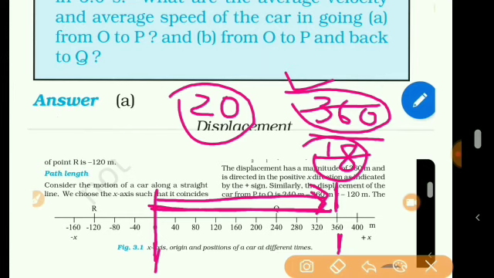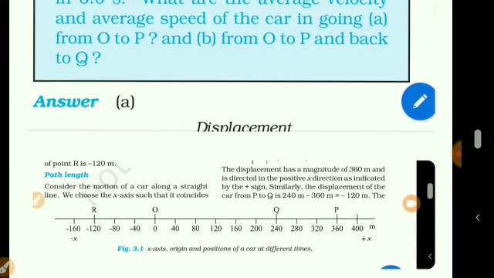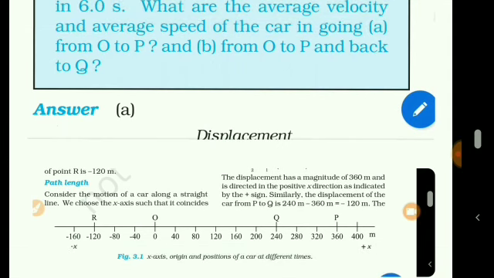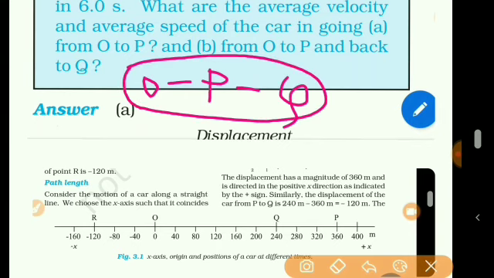So here we will not use the word plus or minus sign for speed, but whenever there is a velocity we should mention positive or negative. Here it was positive for average velocity. So students, the first part, that is for path OP, is clear. Now for path OPQ, we have to find again the average velocity and the average speed.